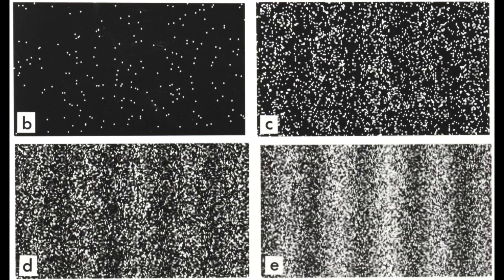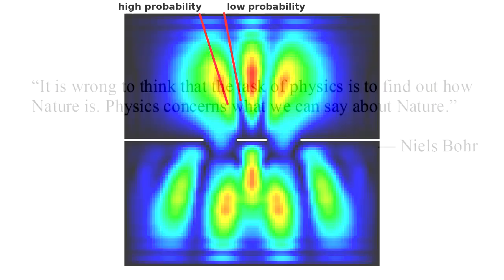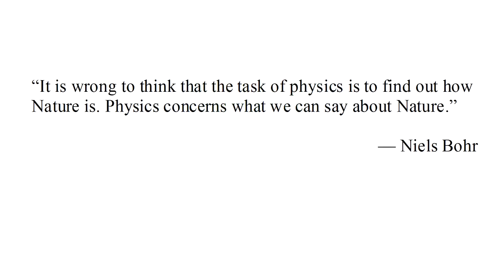Schrödinger's equation provides us with a precise description of the physical world, but it's a description in terms of the probabilities of observing non-deterministic physical events. It seems that we must heed the words of Niels Bohr. It is wrong to think that the task of physics is to find out how nature is. Physics concerns what we can say about nature. And clearly, there seem to be very fundamental limits to what it is we are able to say about nature.